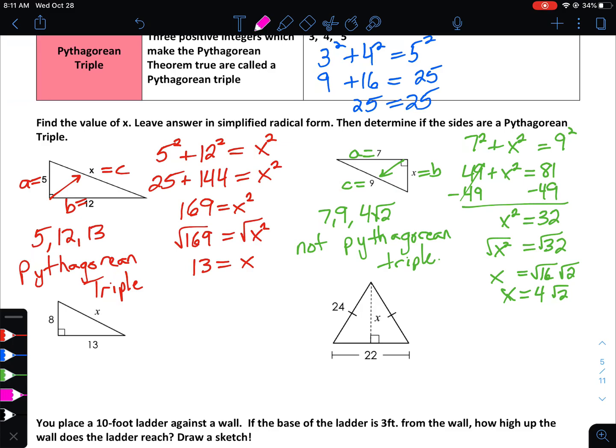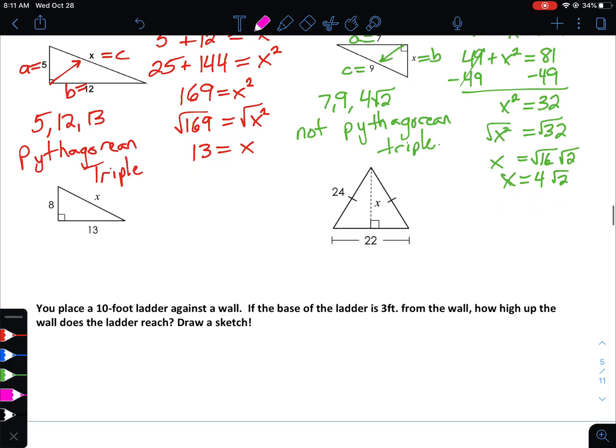All right, let's take a look at a couple more examples of this and we'll see how it works then in context. So our next example, again, opposite the right angle is x, so that's going to be c. I'll then let a be 8 and b be 13. So we're going to take a, which is 8, and square it, b, which is 13, and square it, and c, which is x, and square it. And then I'll go ahead and simplify. So 8 squared is 64, 13 squared is 169, is equal to x squared.